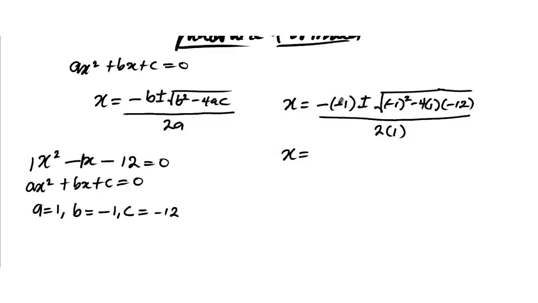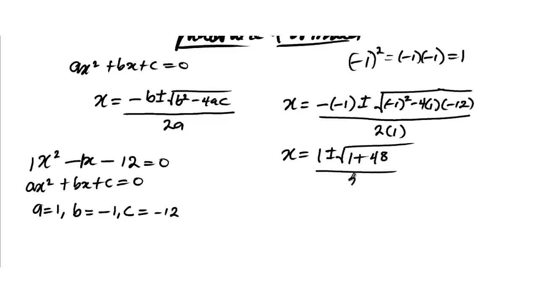So we now have x is equal to minus times minus, that is plus 1, plus or minus square root of b squared, minus 1 squared, that will give us 1. I have explained previously that minus 1 squared is the same thing as minus 1 into bracket minus 1, which is equal to 1. Minus 4 times 1, minus 4. Then minus 4 times minus 12, that is plus 48, because minus times minus is plus. Then everything over 2.